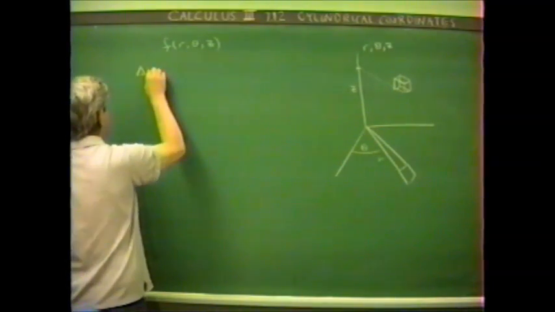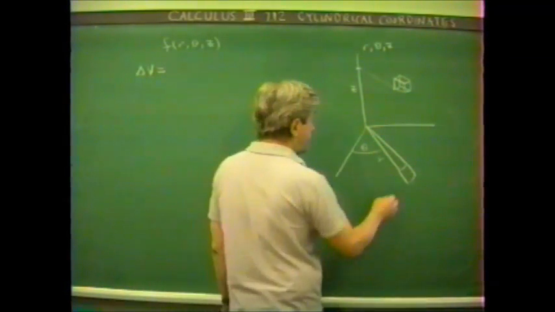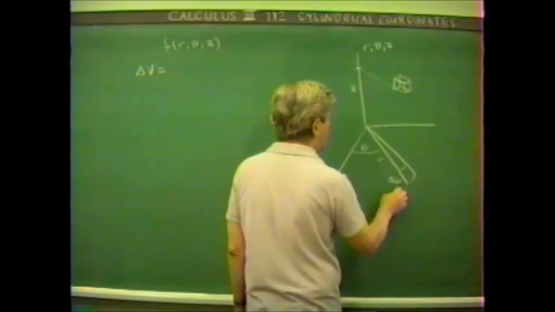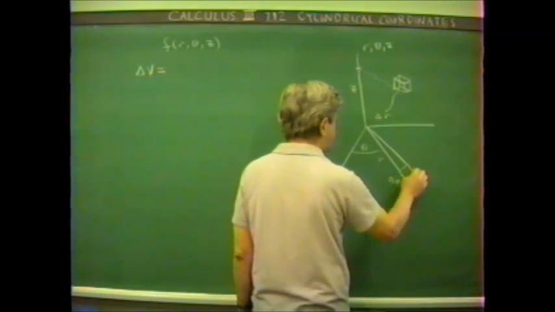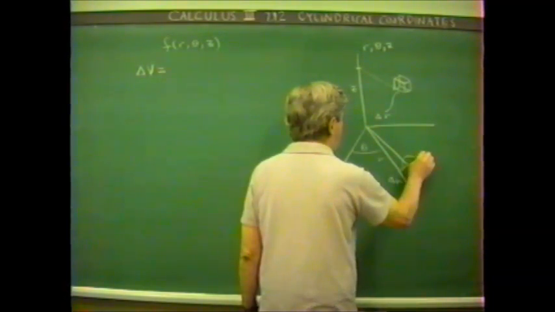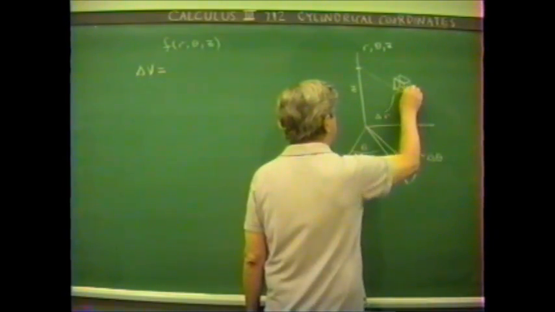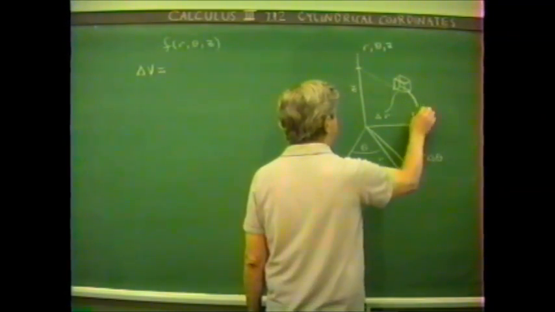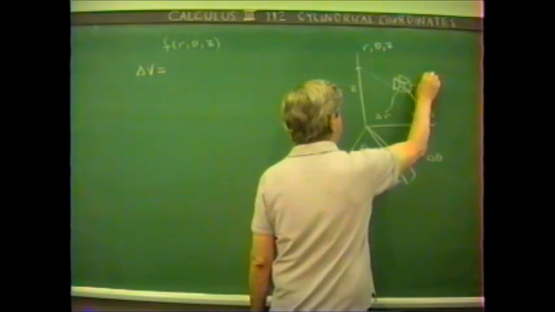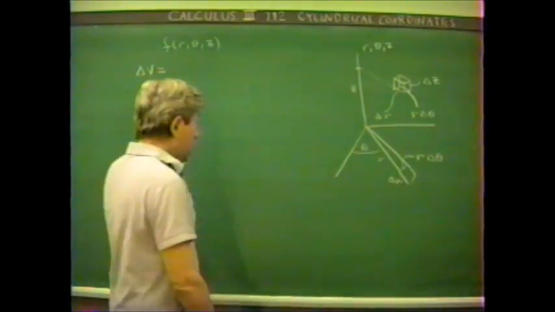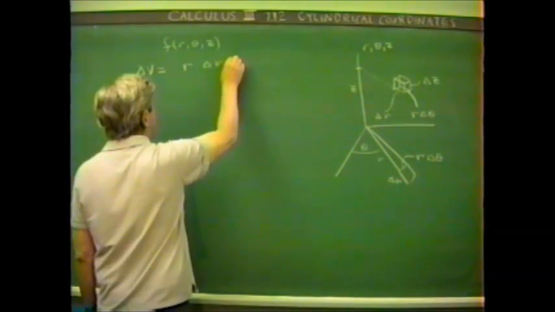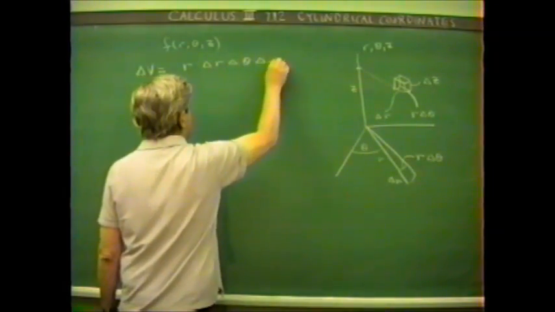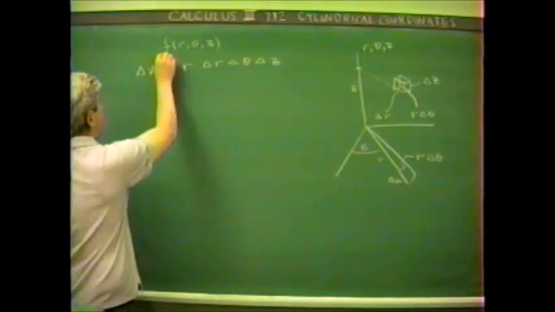So that delta V here is going to be equal to, this side right here is delta r. So delta r is this right here. This side right here is r delta theta. So the second side of this is r delta theta. And this side right here is delta z. So that the approximate volume of this is going to be equal to r delta r delta theta delta z.